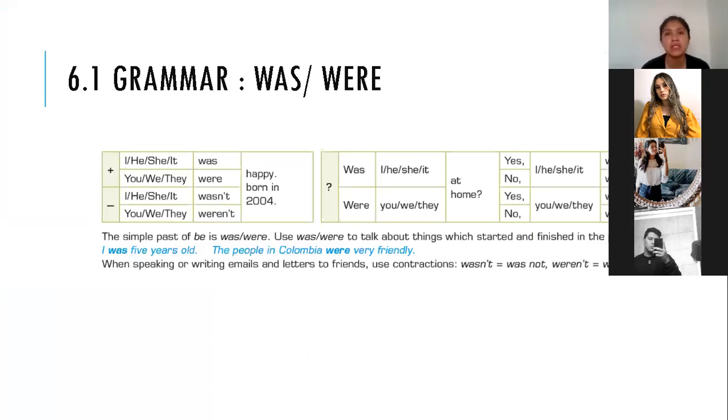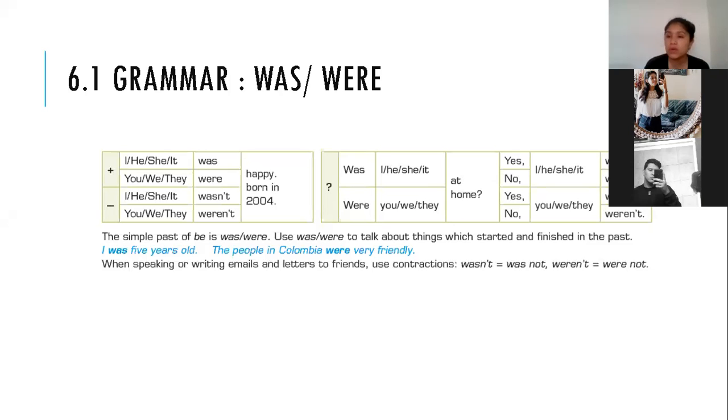Okay, so the first topic we saw in Unit 6 was the past tense of the verb to be. Actually, all of the unit was related to the past tense. The first topic we saw related to the past tense was the past tense of the verb to be, which is was and were. Remember, the verb to be is used to talk about where you are, for example, I am in the school, or to say how you are, for example, I am happy. The past tense of the verb to be is used with the same purpose, but of course, referring to something that happened in the past.